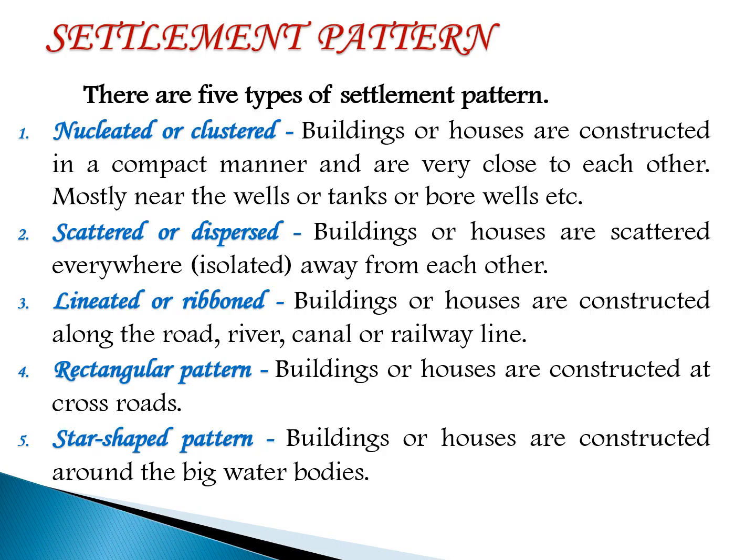Next comes your settlement pattern, that is the houses and buildings, how they are located. There are 5 types of settlement patterns based on the shape. Nucleated or clustered means the buildings or houses are constructed in a compact manner and they are very close to each other. Mostly near the well or the tank or the borewell, wherever there is availability of water, you will find the nucleated or clustered pattern.